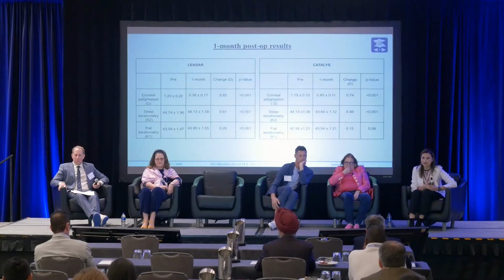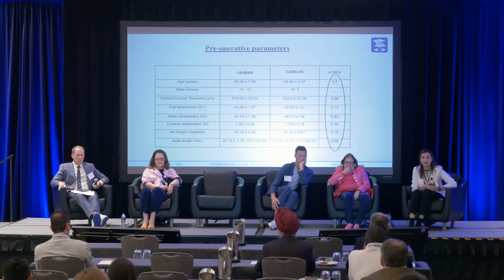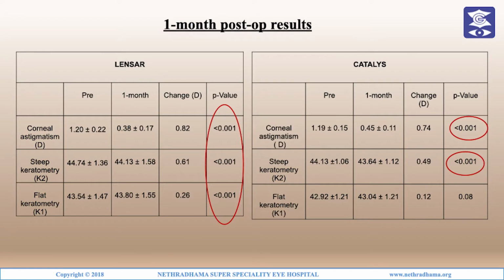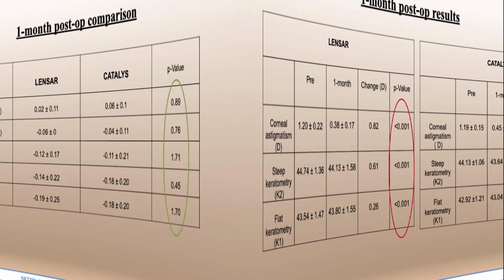Next slide. There was no statistical significant difference. At 1 month in the LENSAR group, there was a significant reduction in the corneal astigmatism from 1.2 diopters to 0.38 diopters, and significant flattening of the steep keratometry from 44.7 to 44.13. In the flat keratometry also, there was a significant steepening. Whereas in the Catalyst group, you can see also there was a significant flattening in the steep keratometry, and that led to the corneal astigmatism reduction from 1.19 to 0.45, which was also statistically significant.